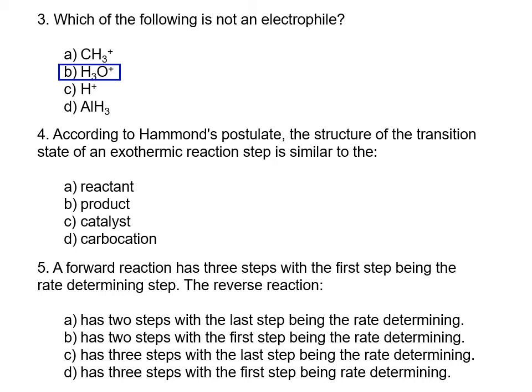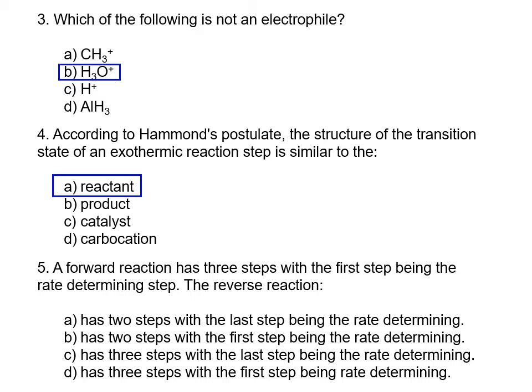Question number 4. According to Hammond's postulate, the structure of the transition state of an exothermic reaction step is similar to D. It's similar to the species closest to it in energy, and in this case, it's the starting material or reactant. So the correct answer is A. B, product, would be a correct answer for an endothermic reaction. And catalyst and carbocations just don't make sense in this context.